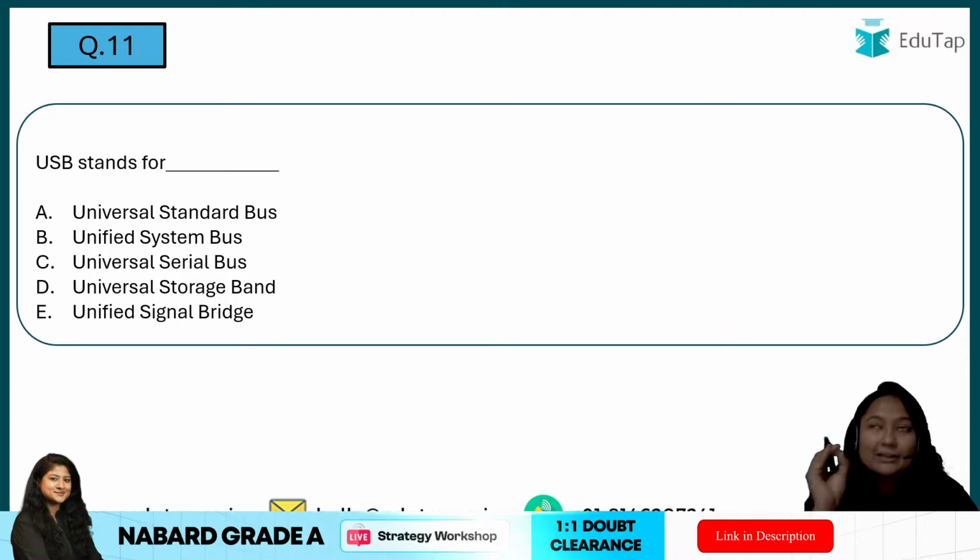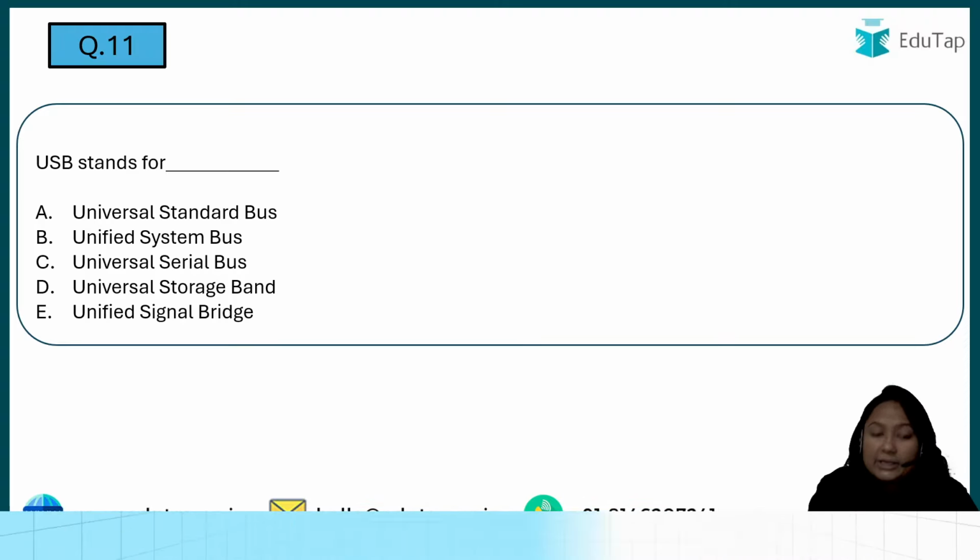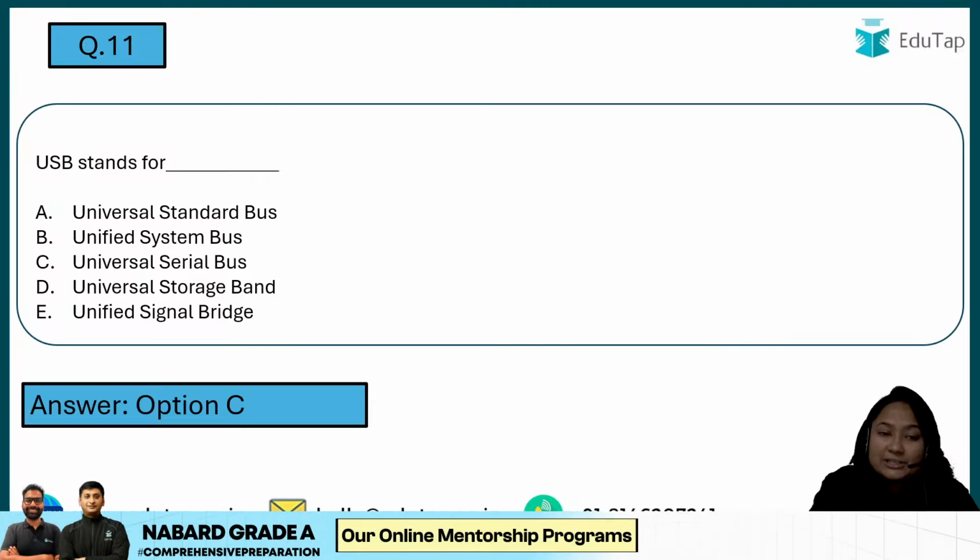A very direct, very easy question. If you can do these kinds of questions in the exam, do, otherwise move on. Okay, so USB stands for universal serial bus.